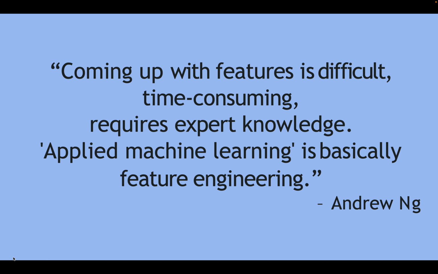Coming up with features is difficult. First, it is time consuming. Secondly, it requires expert knowledge. Applied machine learning is basically feature engineering. So what does it say? Coming up with features is difficult. It is also time consuming. It requires expert knowledge. Three things: difficult, time consuming, requires expert knowledge. Applied machine learning is basically feature engineering.